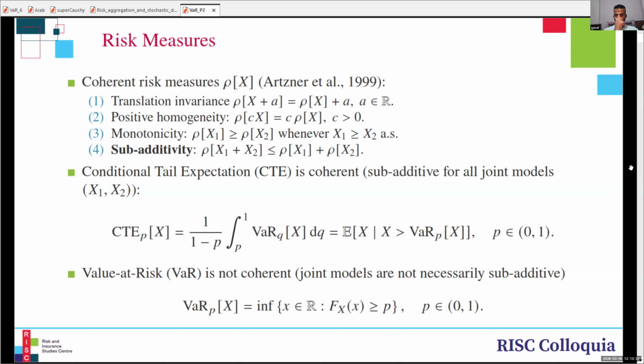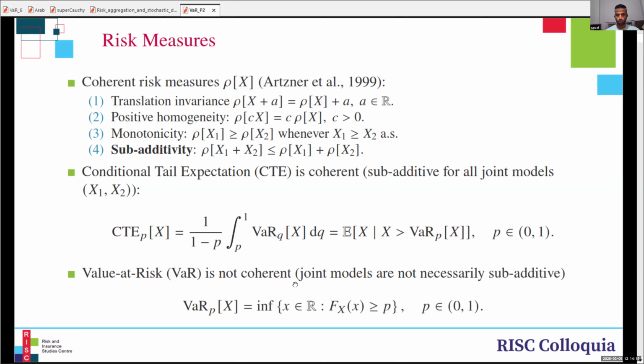So the 1 over 1 minus P is the average, right? So you take the integral from P to 1, and then you divide it by the length of the interval itself, which is 1 minus P. That's the intuition behind it. Good question. Okay, so VAR is the component, and then the CTE is just an aggregation, an average of those VARs. And the aggregation or the averaging procedure gives us coherence, while VAR in itself is not coherent.